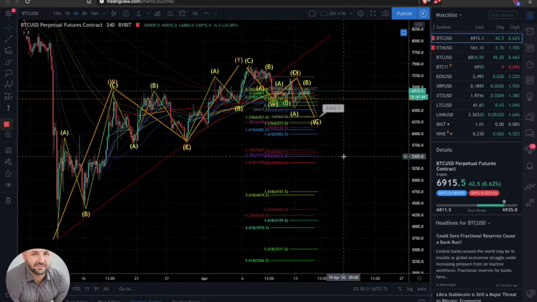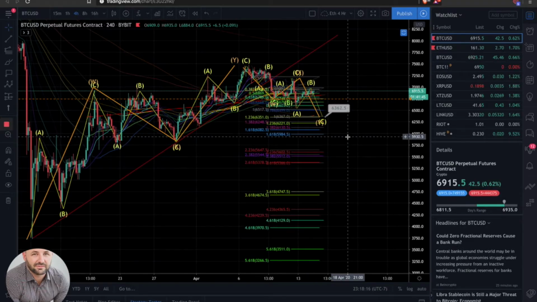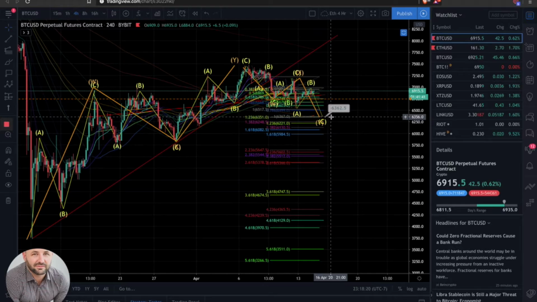So for Bitcoin, similar extensions, I guess, from what I was looking for on ETH, where we can come back down, tag 1-to-1. It'd also be the 1.236 for the WXY for this complex correction to come down. So ultimately looking for it to come back down around 63.60 is where I'm looking for the overall extension.